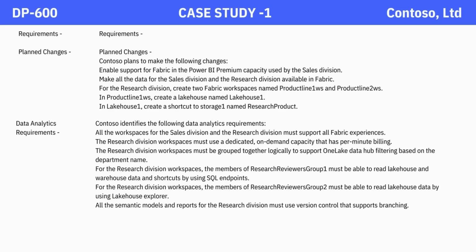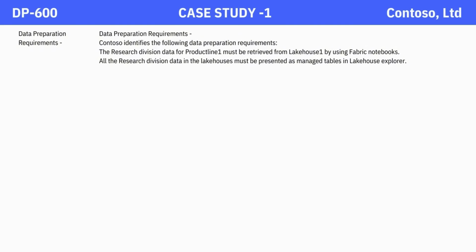For the Research Division workspaces, the members of Research Reviewers Group 2 must be able to read Lakehouse data by using Lakehouse Explorer. All the semantic models and reports for the Research Division must use version control that supports branching. Data preparation requirements. Contoso identifies the following data preparation requirements. The Research Division data for Product Line 1 must be retrieved from Lakehouse 1 by using Fabric notebooks.